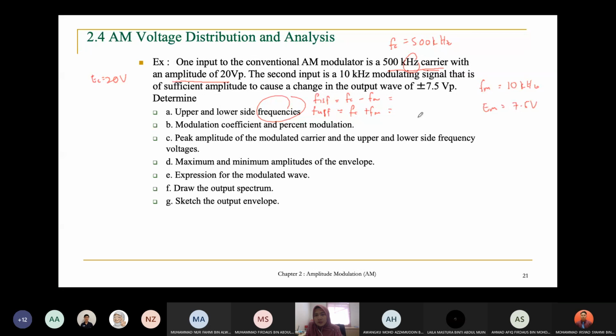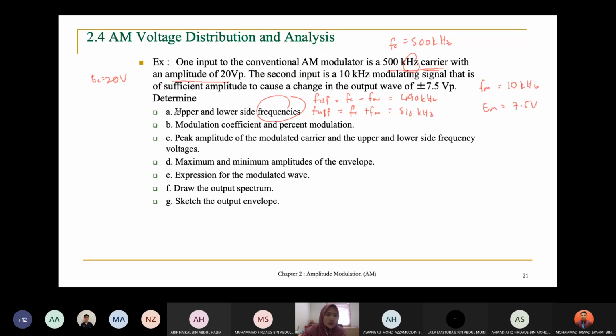The answer: FC plus FM. FC is 500K, FM is 10K. So 510 kilohertz. The lower side frequency is 490 kilohertz. So this one is 510 kilohertz, and this one is 490 kilohertz.